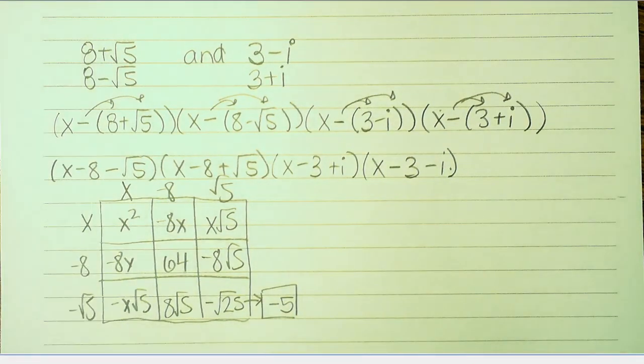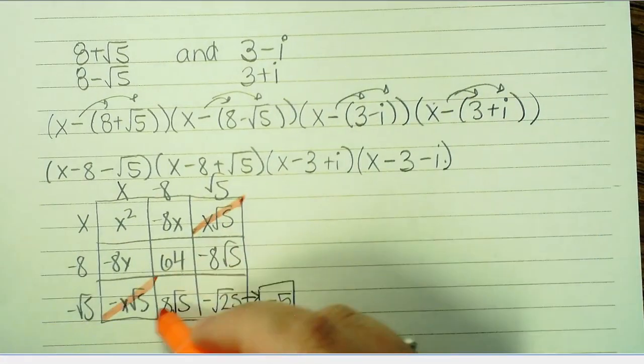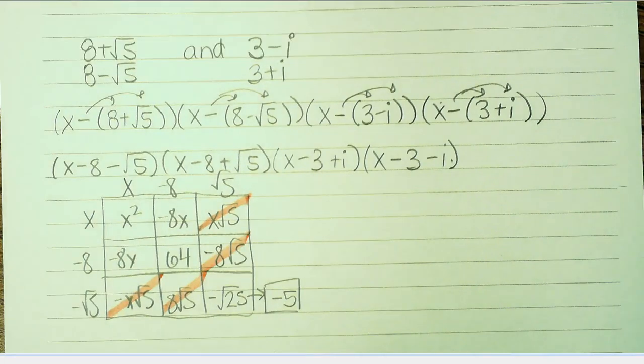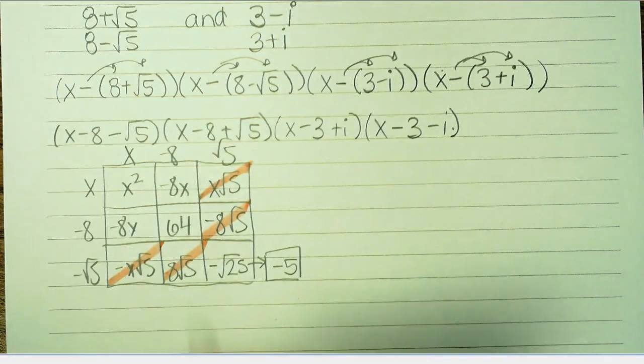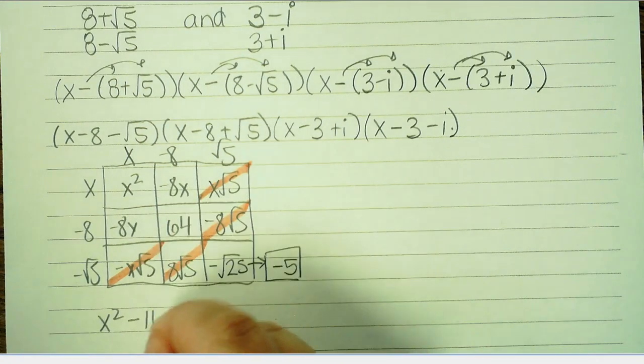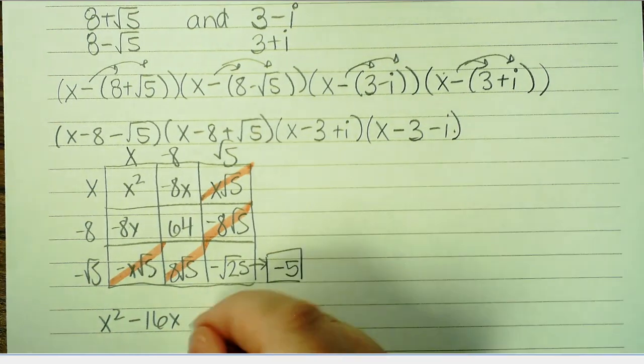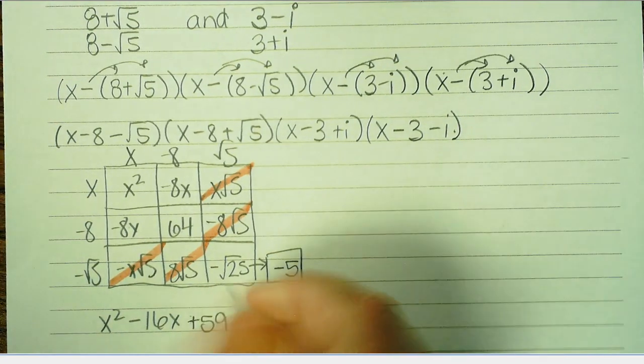Now let me back up here. All the irrational parts should cancel out. So these all cancel each other. And what I have is x squared, minus 8, so minus 16x. And then 64 minus 5, literally just going to subtract those numbers, that's 59.